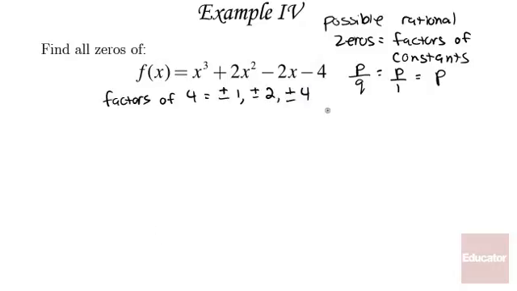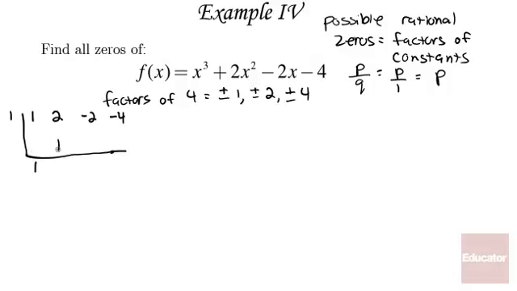Now, I have a list of possible rational zeros, and I'm going to use synthetic division to determine which of these are actual zeros, not just possibilities. Coefficient here is 1. Coefficients here are 2, negative 2, and negative 4. Now, there are no missing terms. I've cubed, squared, x, and a constant. So I'm going to go ahead and use synthetic division.